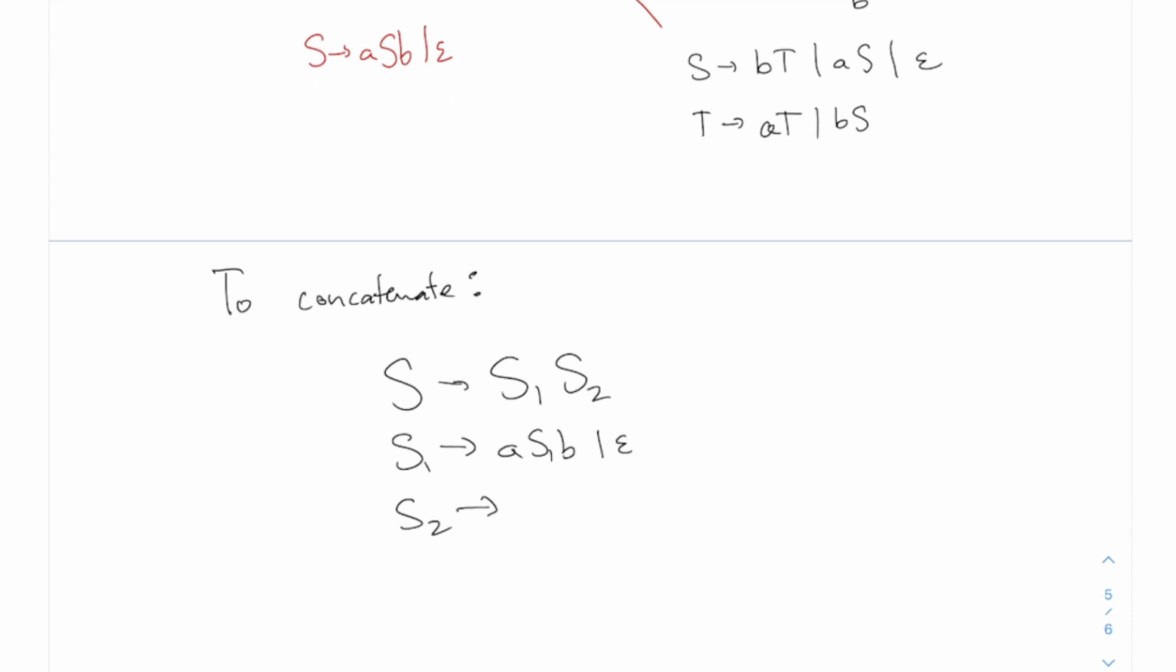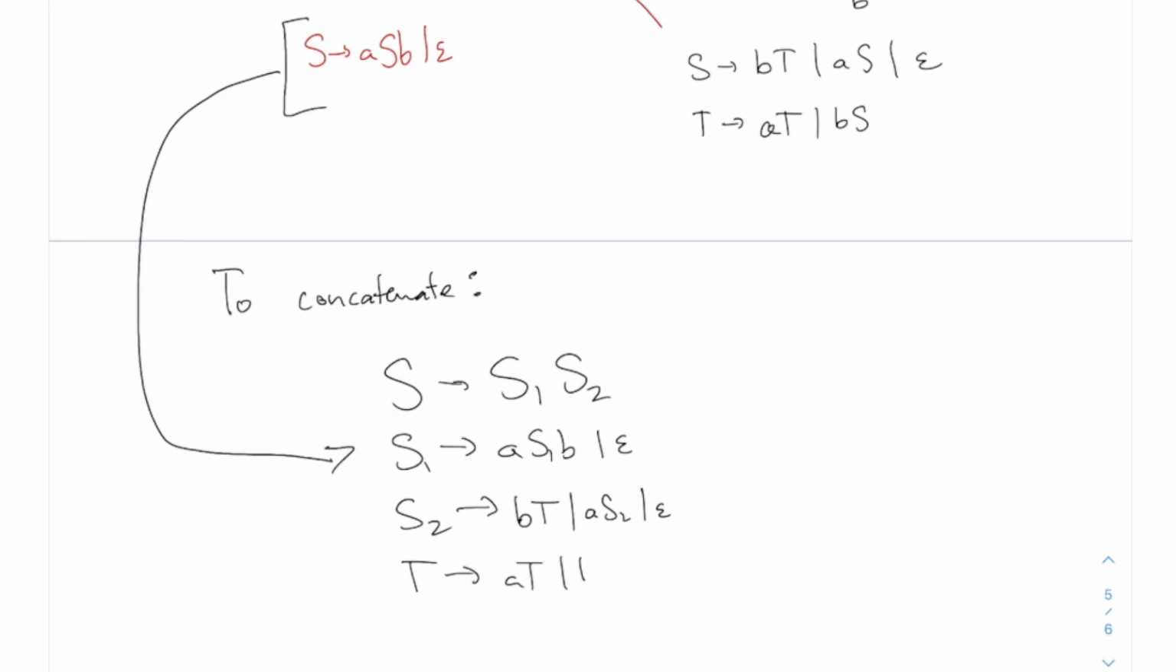So what I'm doing is I'm taking this and turning that into S1. That's the grammar for the first part of the string. And then the second part of the string is S2, and I'm going to plug this entire grammar in down here. I have to change the S's to S1 and S2. But this becomes B T or A S2 or epsilon, and then T goes to A T or B S2. All right, so this one gets plugged in right here.